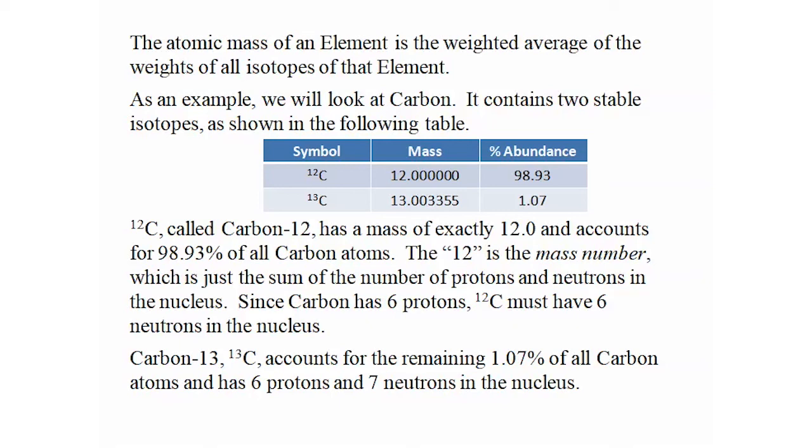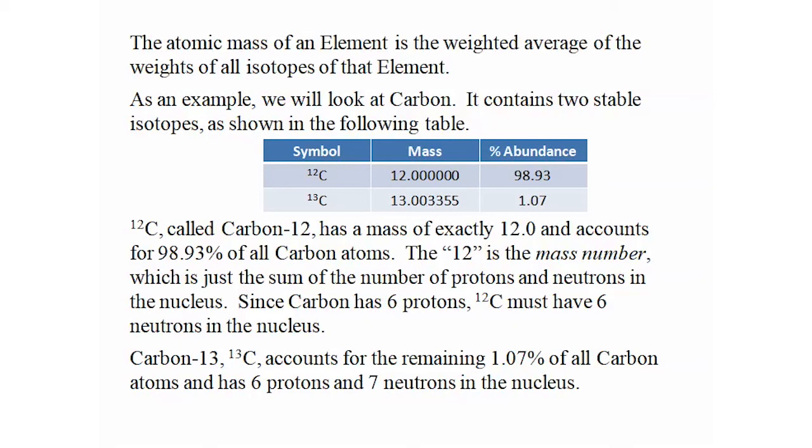As an example, we will look at carbon. It contains 2 stable isotopes as shown in the following table. Carbon-12, which is the first one, has a mass of exactly 12, and it accounts for 98.93% of all carbon atoms.